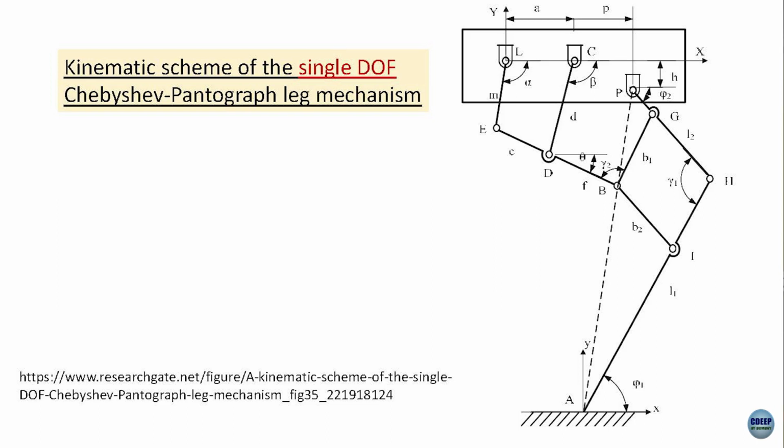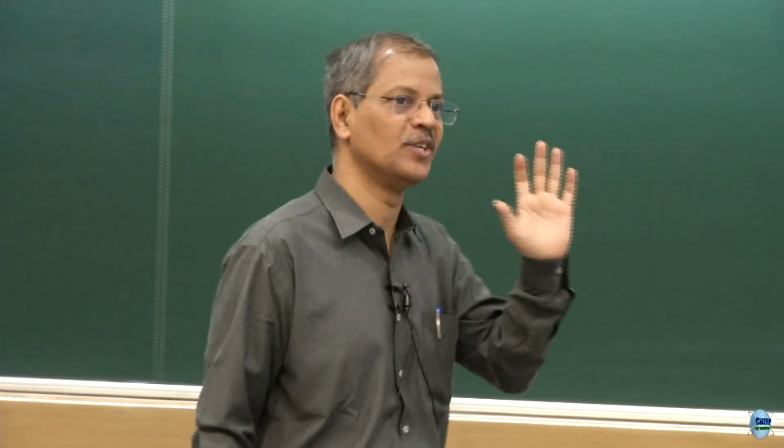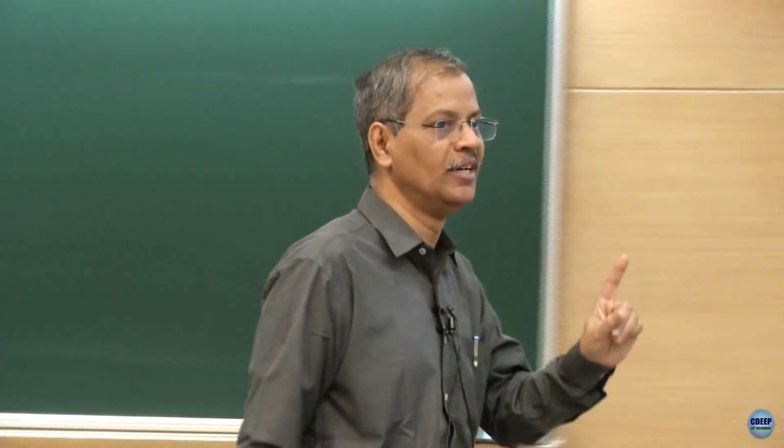So you can look up these papers, those of you who are interested, and choose to work in some of these areas if you are interested. Again, this is like a fairly complex mechanism, but has simple single degree of freedom system. So one motor, one actuator, hydraulic, pneumatic, whatever it is, one actuator can do the job. Complete mechanism will run based on the commands given by one actuator. That is the meaning of single degree of freedom system.